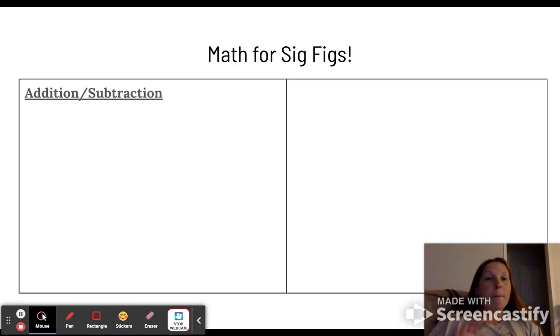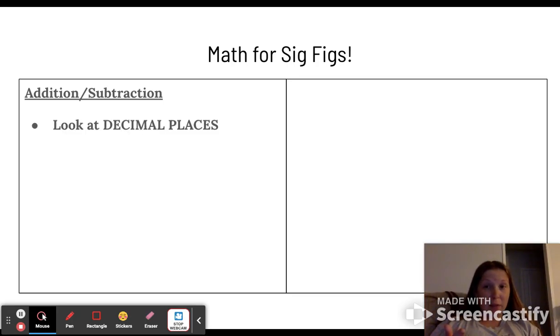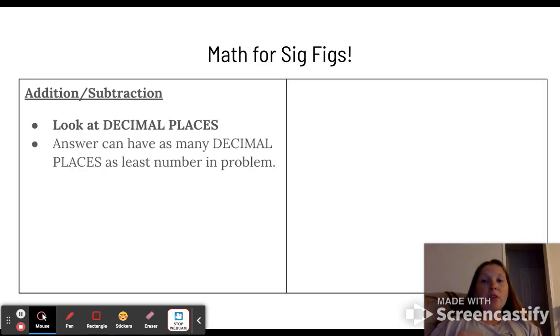So now let's talk a little bit about math with significant figures. So addition and subtraction, you actually don't care anything about significant figures here. We look at decimal places. So your answer that you calculate can have as many decimal places as the least number of decimal places within your problem. So what this basically says is, like, you cannot be more accurate than your least accurate measurement. Okay.